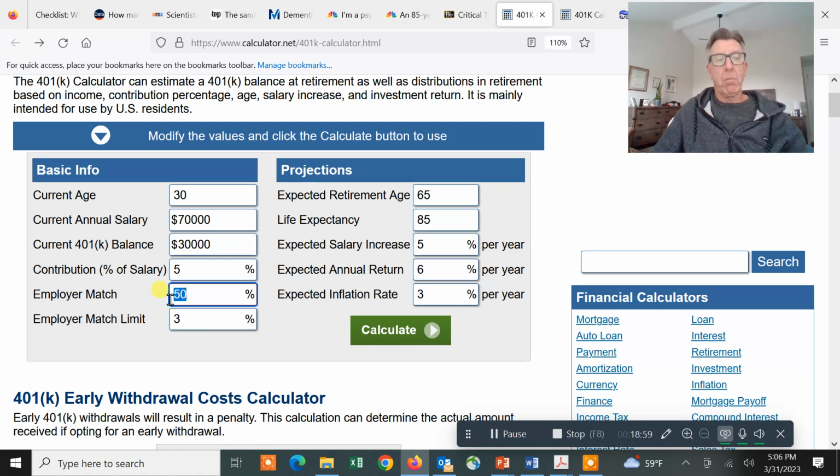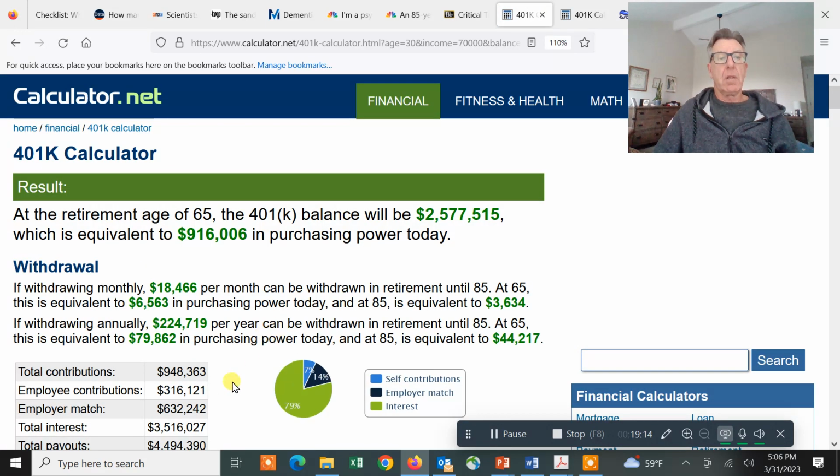All right. So the employer limit is 200. Okay. I think I got this right. Okay, let's say 10%. Watch. There. So there you have that's how much you have saved when you retire.